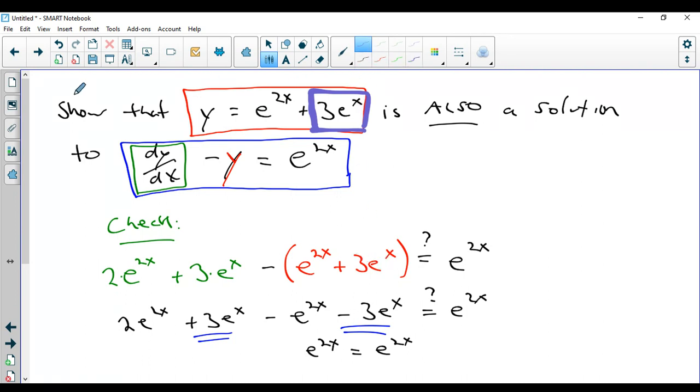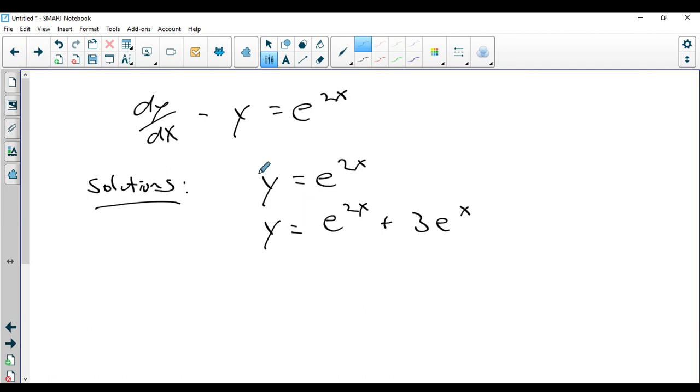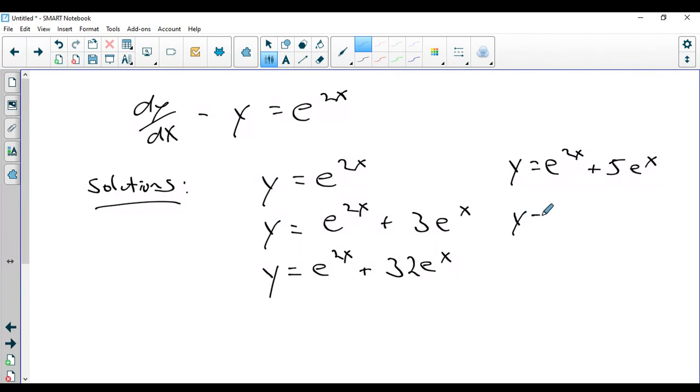So I don't know if that's the greatest of explanations, but basically what I'm saying is that these aren't the only two solutions, right? You also could have y equals e to the 2x plus 3. Actually, that is 3, 32 e to the x. Or you could have y equals e to the 2x plus 5 e to the x. Or we can go bananas and do y equals e to the 2x minus e to the x, right? Minus 1 e to the x, where your constant's negative now. It's still going to work, right?